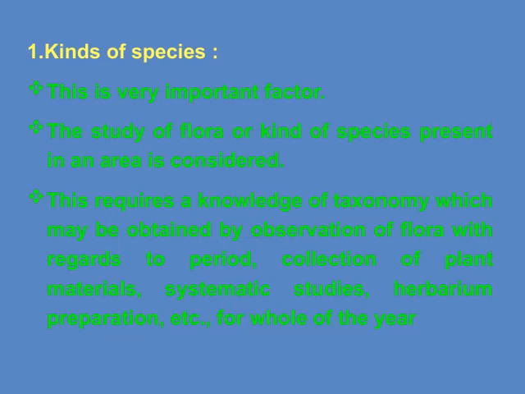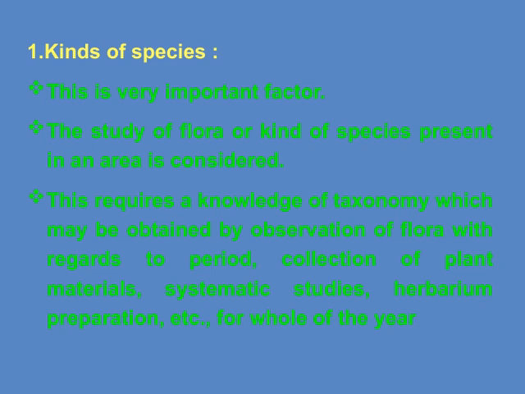Let's talk about the kinds of species, which is a very important factor in understanding an area's biodiversity. When we refer to this, we're essentially studying the flora or the different types of species present. Now, to do this effectively, a good knowledge of taxonomy is essential. This means I need to observe the flora carefully, considering factors like the time of year, as some plants are seasonal. Collecting plant materials is also crucial, as it helps in proper identification and study.